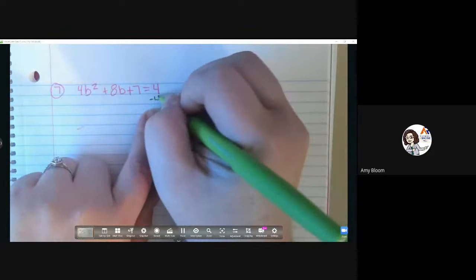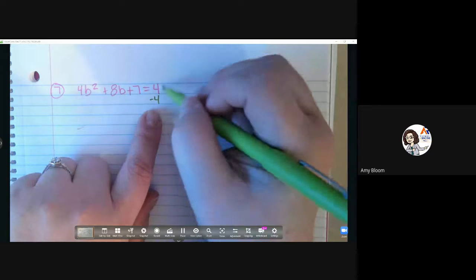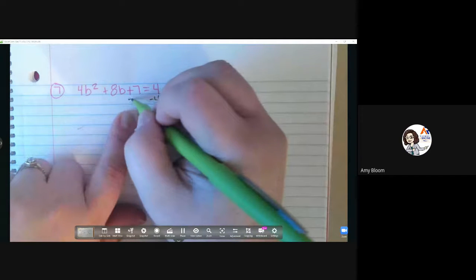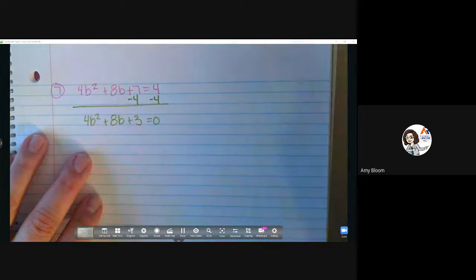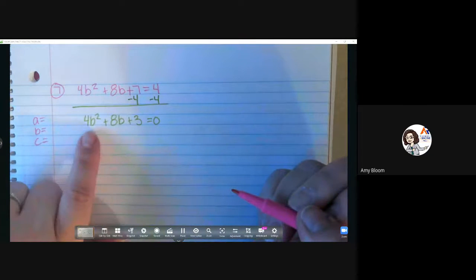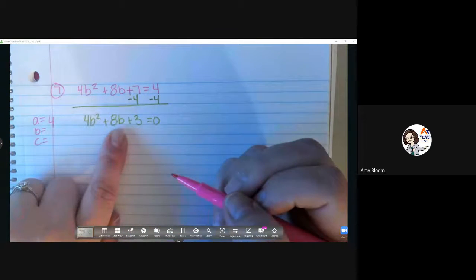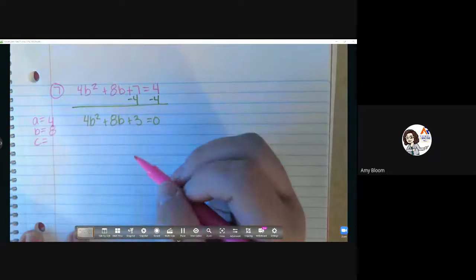So I'm going to subtract this 4, which is a constant. It's a number. It doesn't have any variables. So I'm going to also subtract it from this side where there's a constant. So now my equation is 4b squared plus 8b plus 3 equals 0. Now it's in the right format that I can identify my A, my B, and my C. So remember, A is what's in front of the squared term. B is what's in front of the regular variable without an exponent. And C is your constant or your number without a variable.